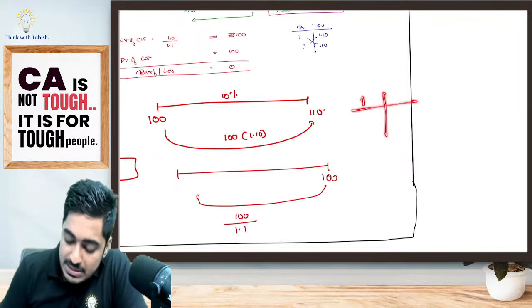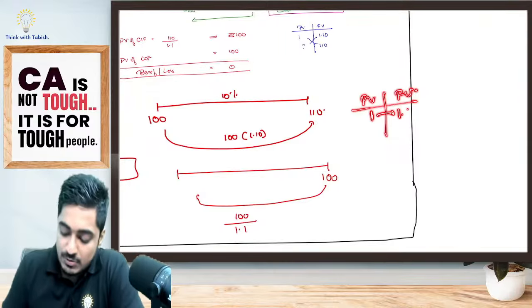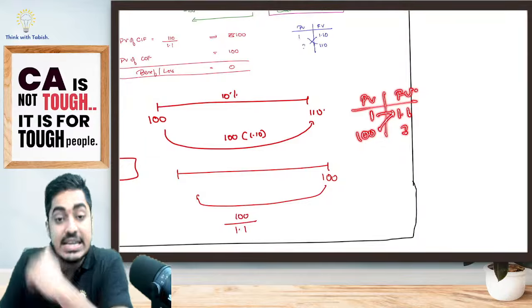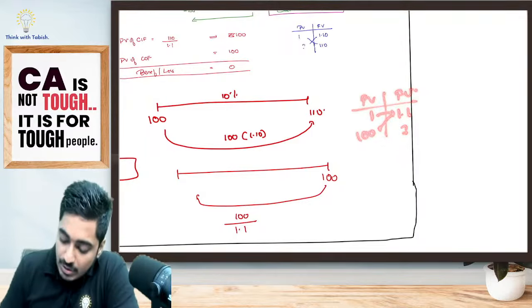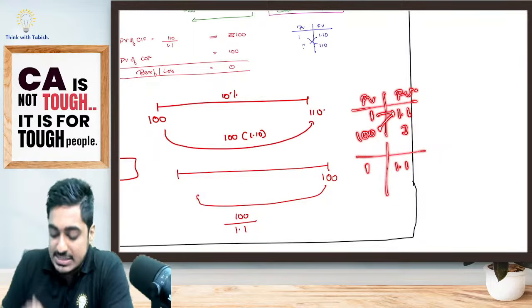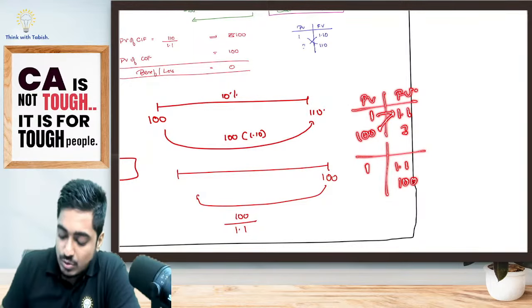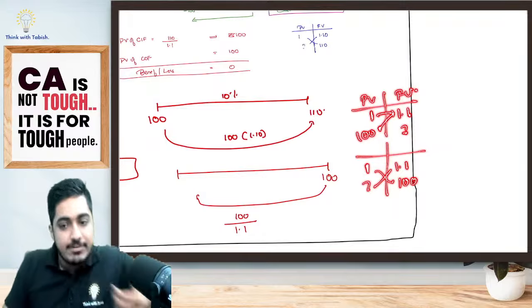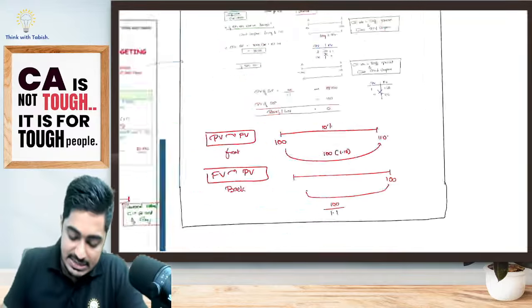Look at this. Present value, future value. Today if it is 1, at the end of 1 year it is going to be 1.1. That means today if it is 100, at the end of 1 year how much? Yes, into 1.1. Okay, boss. Today is 1, after 1 year it is going to be 1.1. That means after 1 year if it is 100, today it is how much? 100 divided by 1.1. Is this clear, everyone?